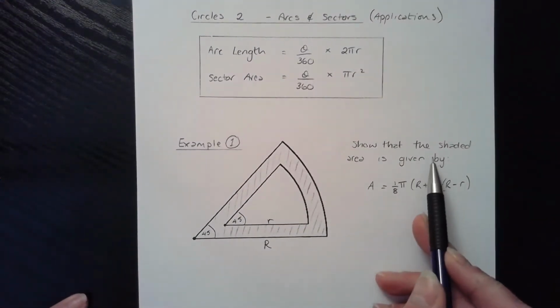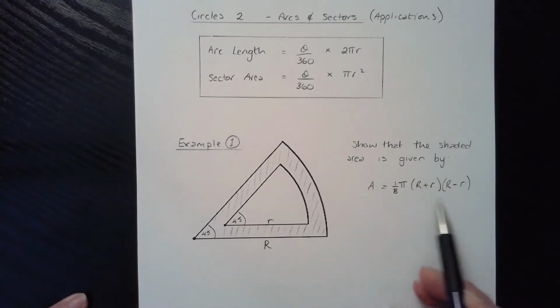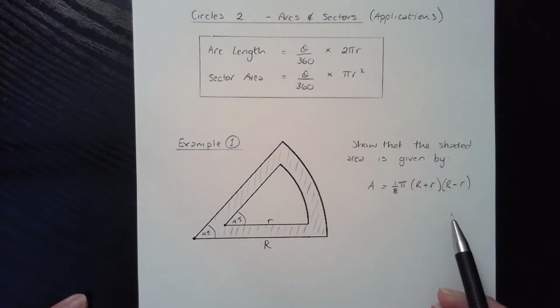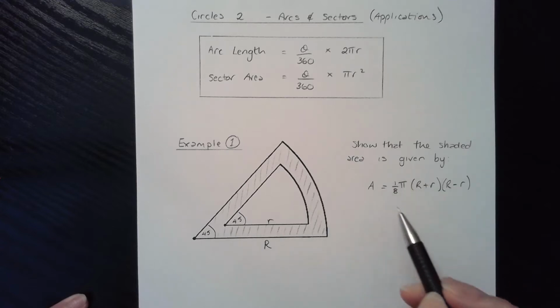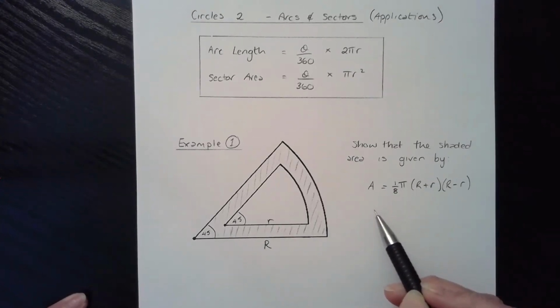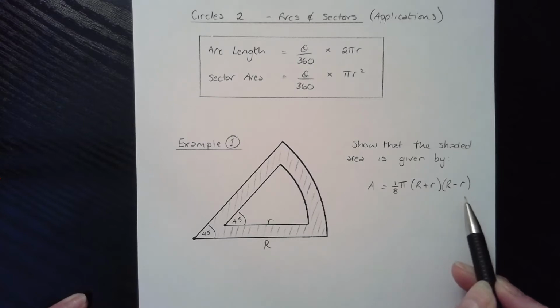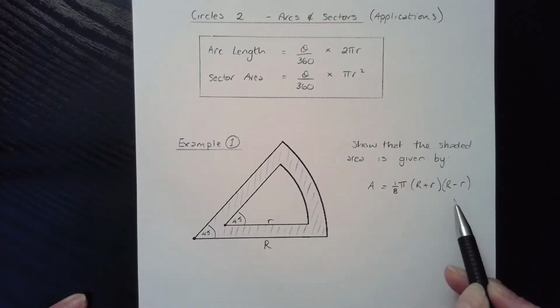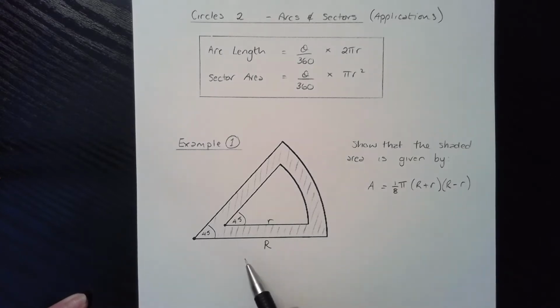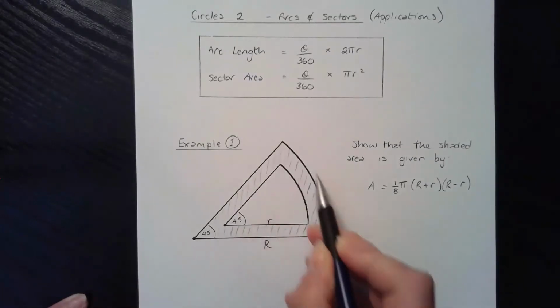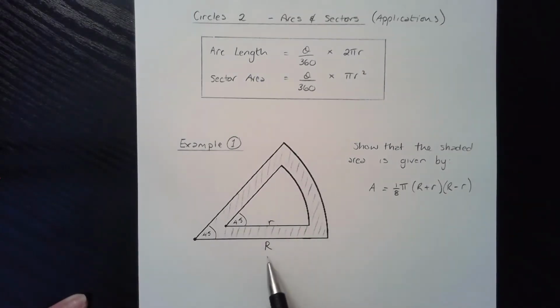Show that the shaded area here is given by this algebraic expression. That means that we're not going to get a numerical answer for this. We're going to have to work through the problem and finish with the answer in this form. Now you can see in the diagram that we have a large sector with a radius of big R, and on the inside a small sector with a radius little r that's been removed, leaving the shaded area behind. So we're going to need to do a subtraction.